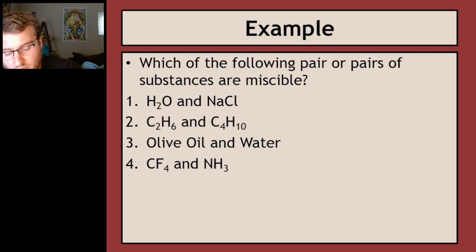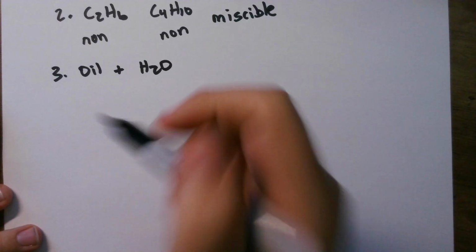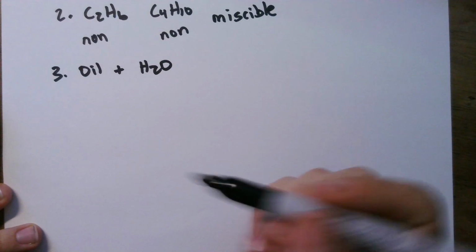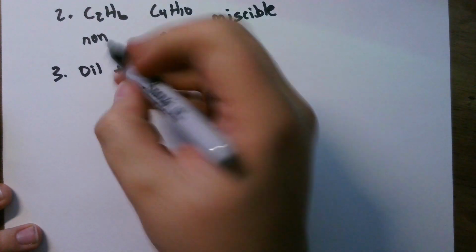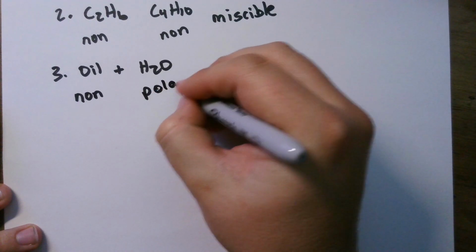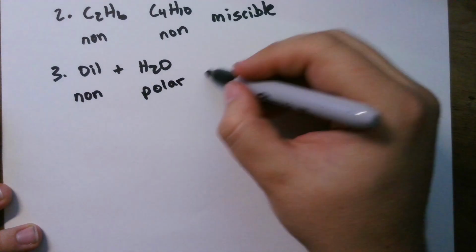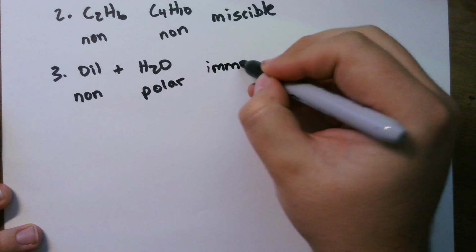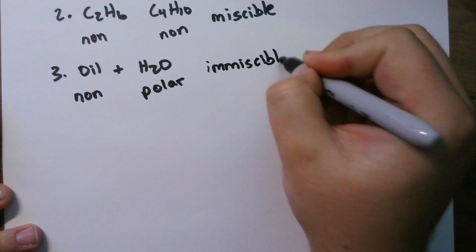Next, we have olive oil and water. Oil and water, as we talked about, there's not a chemical formula for oil, but I know it's non-polar, and I know water is polar. Because of that, I don't expect them to mix together. I'll call them immiscible.